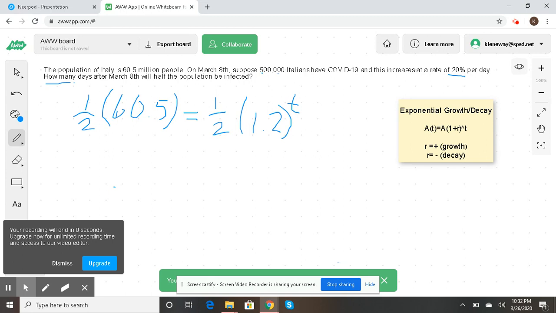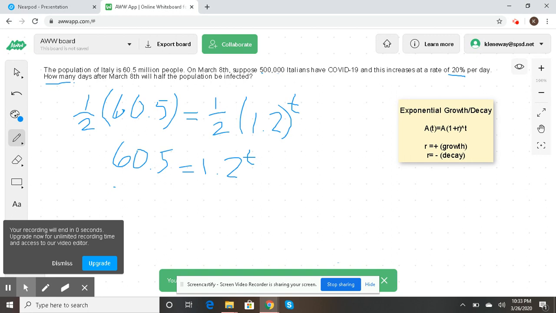Okay, so now we're going to go ahead and say that this 1/2 and 1/2, when I multiply both sides by 1/2, that's going to cancel. Or sorry, not when I multiply by 1/2, but when I multiply both sides by 2 to get rid of it, it's just going to cancel each other out. So I'm going to have 60.5 is equal to 1.2 to the t.